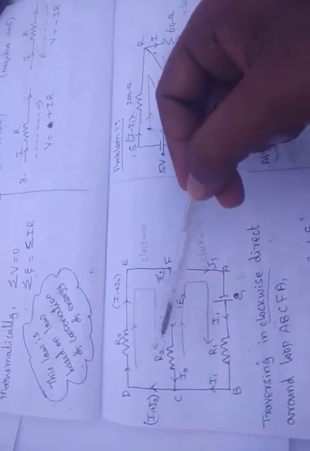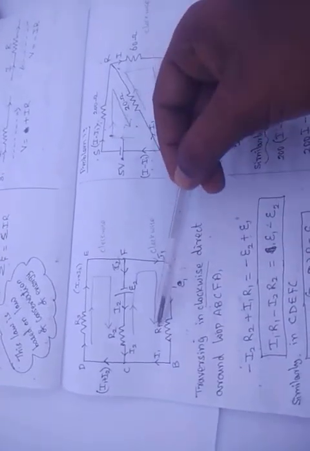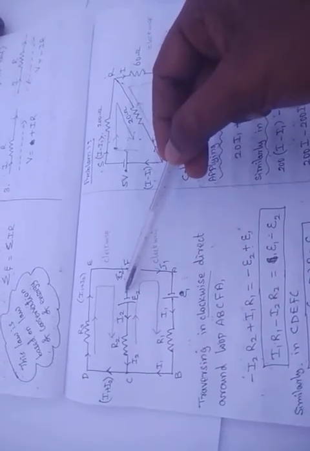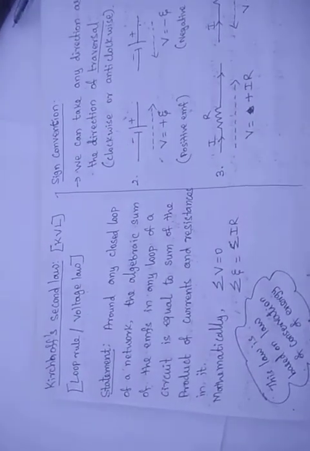So very simple, students. If the traversing direction is opposite to the current direction, take it as negative. If the traversing direction is along the current direction, take it as positive. If the traversing direction is from positive to negative in the cell, you take it as negative. If the traversing direction is negative to positive, you take it as positive. That is given in the sign convention. So very simple, students, easy to understand.